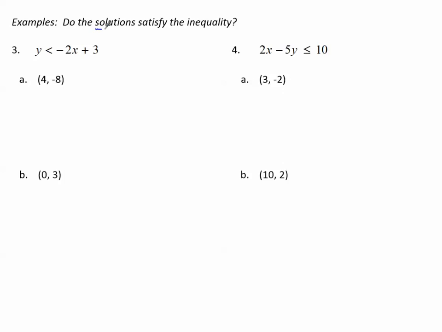Examples. Do the solutions satisfy the inequality? Remember that satisfy means to make true. It will make the inequality true. So in number 3, the inequality is y is less than negative 2x plus 3. Let's see if this ordered pair of x and y make this inequality true. So where I have y, I plug negative 8, less than negative 2. Where I have x, I plug 4, and then plus 3 is at the end.